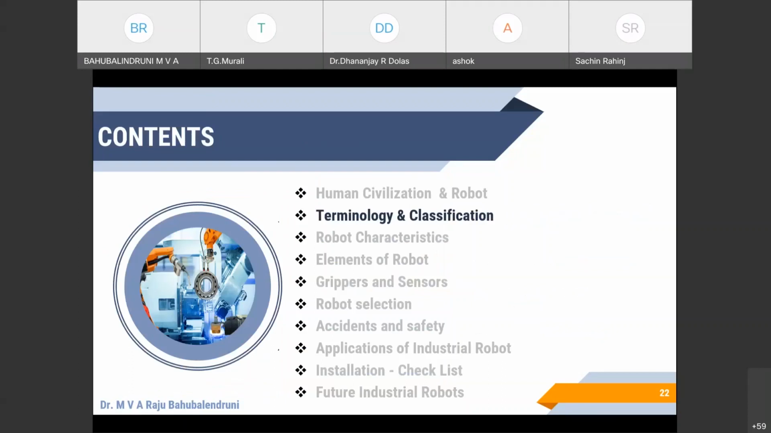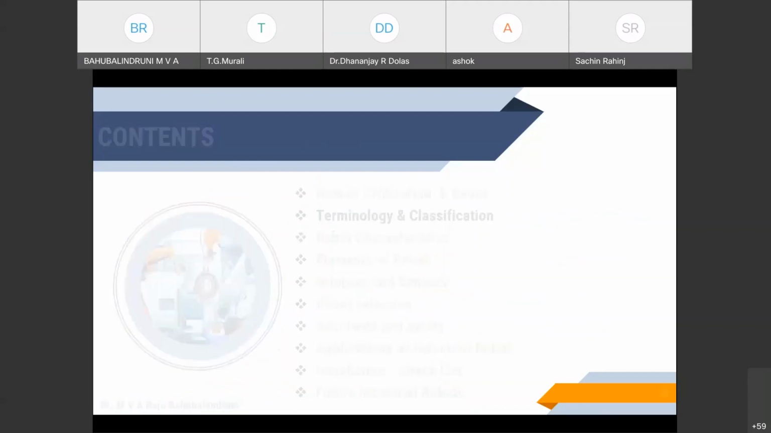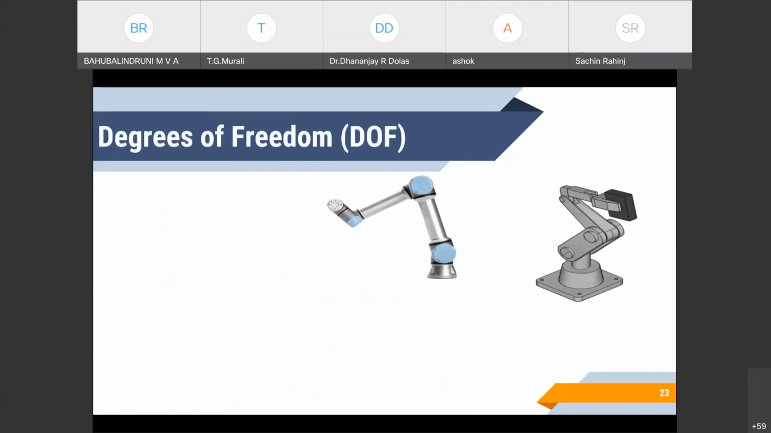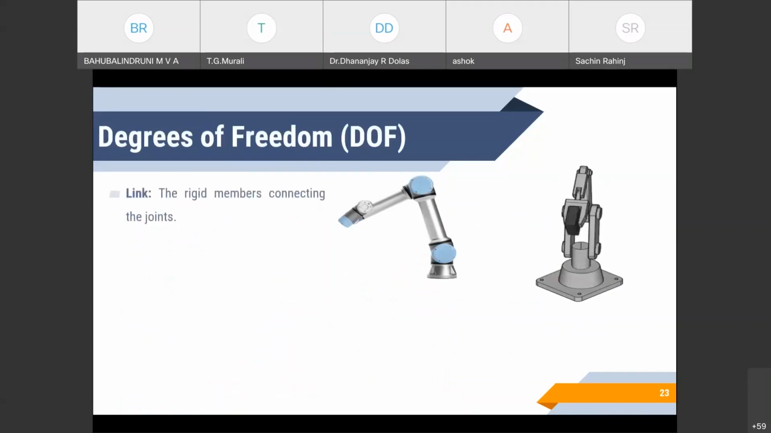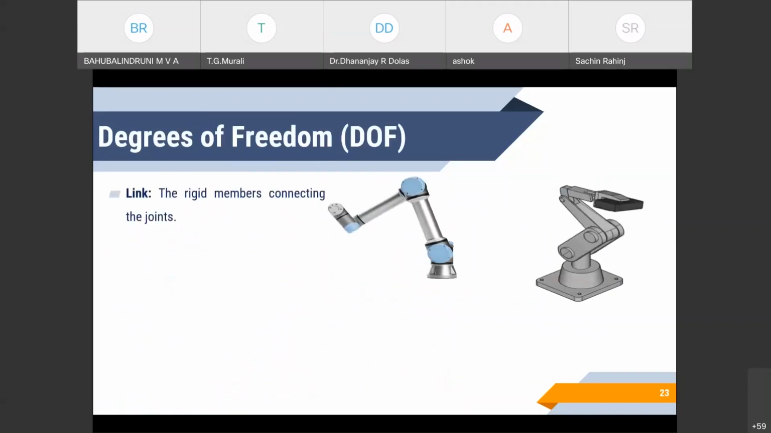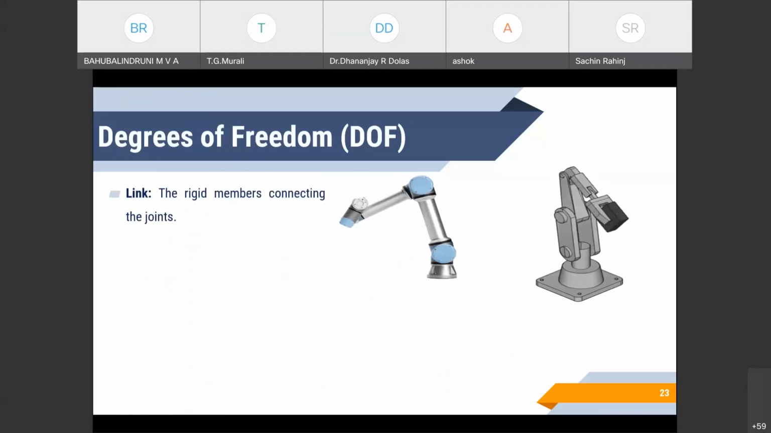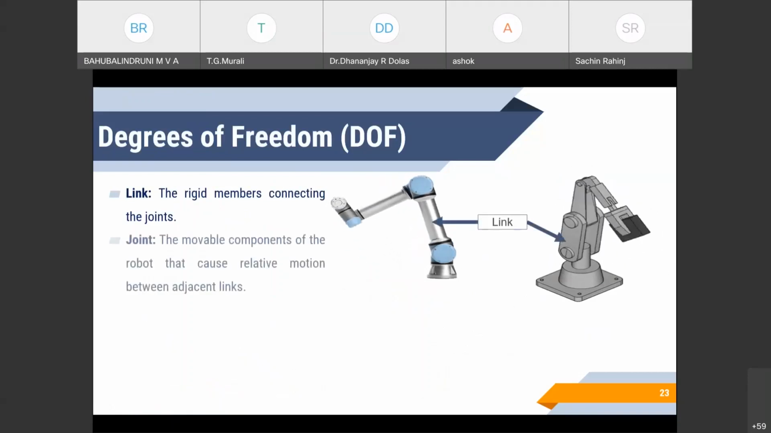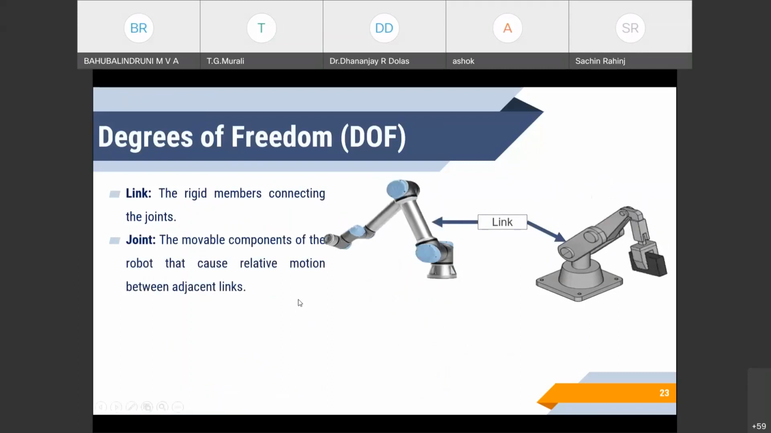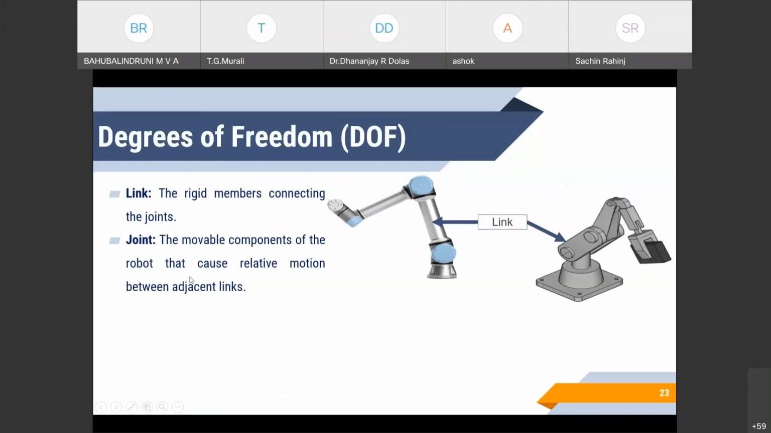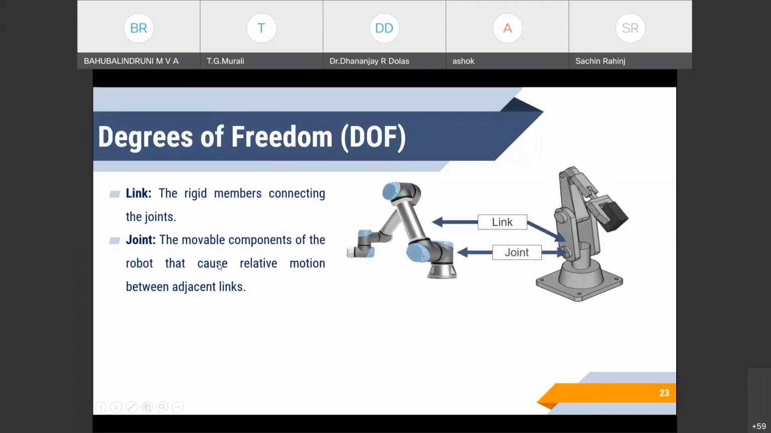Now let us look into some terminology that we use with robots. Here you can see an animation where we can find some links and joints with a defined motion. A link is a rigid member connecting the joints, where the joints are the movable components of the robot that cause relative motion between the links. We supply some power at the joint, so the joint gives the moment to the link associated with it.